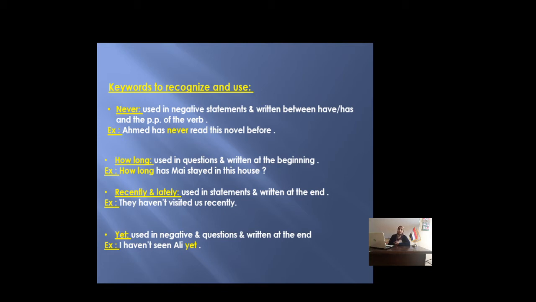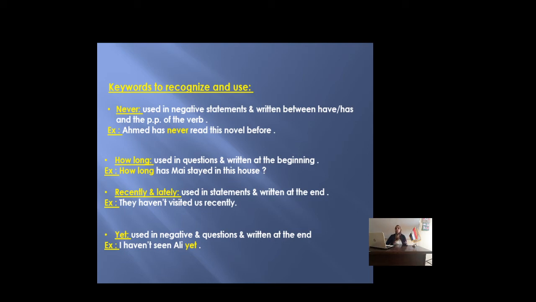Okay, now, if you see these keywords, you know also that you are talking about the present perfect tense. Here, never. What does it mean? It's used in negative statements and written between have or has and the PP of the verb. So it's also inside the sandwich. Ahmed has never read this novel before. It means that he didn't read it before this time.